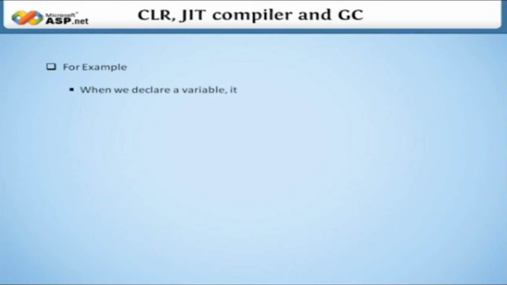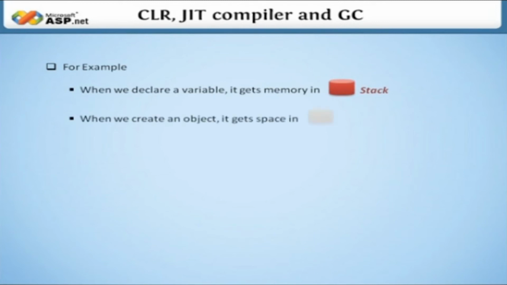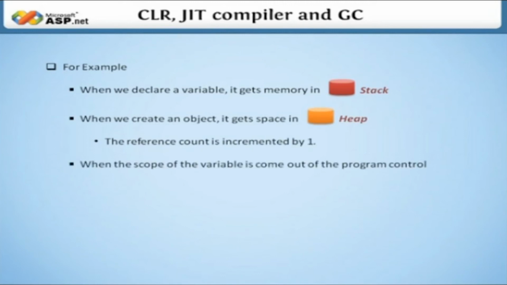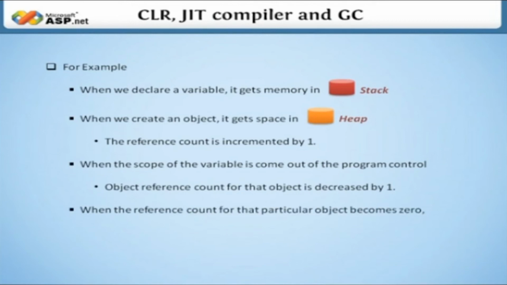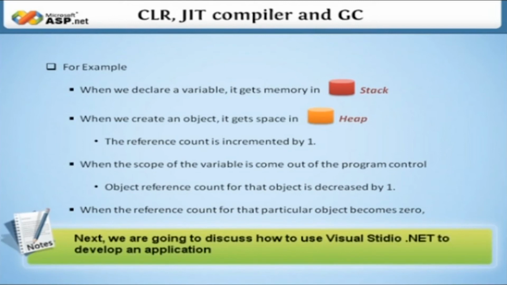For example, when we declare a variable, it gets memory in stack, and when we create an object, it gets space in heap, and the reference count is incremented by 1. When the variable goes out of scope, the object reference count for that object is decreased by 1. When the reference count for that particular object becomes 0, then GC automatically calls the destructor to destroy the memory. Now, I hope you've got a clear idea about .NET Framework and its components. In the next lesson, we're going to discuss how to use Visual Studio .NET to develop an application.